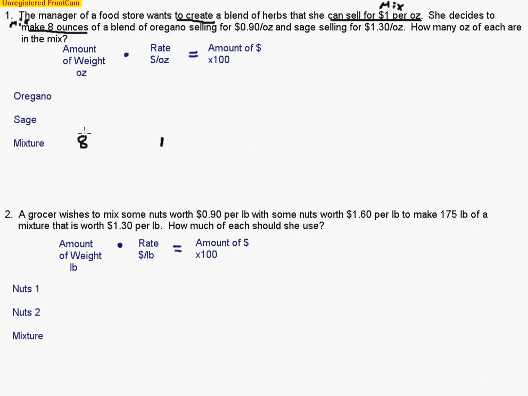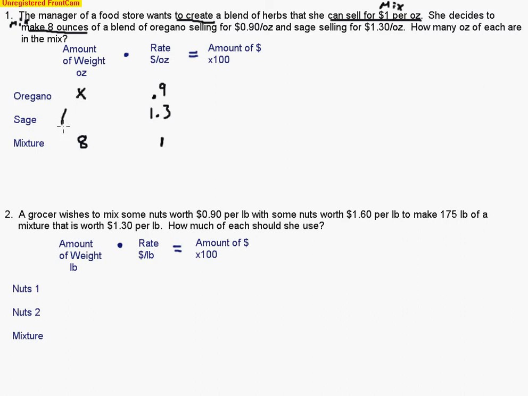And so our next part is telling us that the selling price of oregano is 0.90. And so we'll just put 0.9 here. And the selling price for sage is 1.3. And we don't know how much oregano, don't know how much sage. And actually, they're asking how many ounces of each are in the mix. And so we just call one of them x. Doesn't matter which one. I'll call the oregano x.